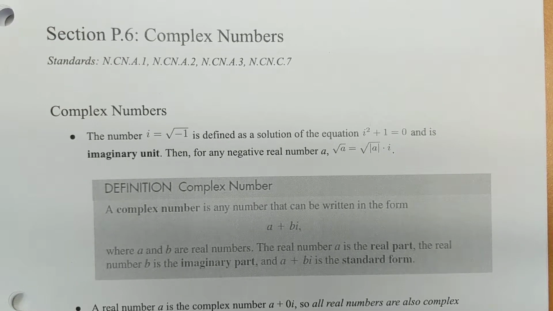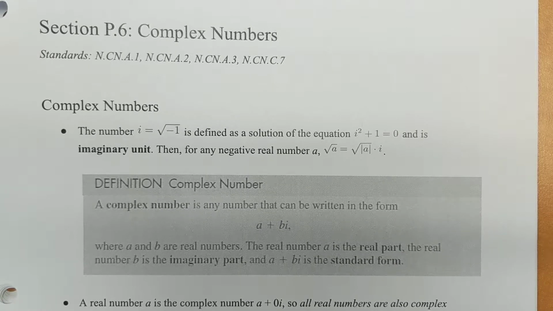So here we have the notes for section P6, complex numbers. The number i equals root negative 1 is defined as a solution of the equation i squared plus 1 equals 0 and is referred to as the imaginary unit. Therefore, for any real number a, the square root of negative a is equal to the square root of a times i. So if you need to take a negative root, you pull an i out front and then do the root just like you normally would.